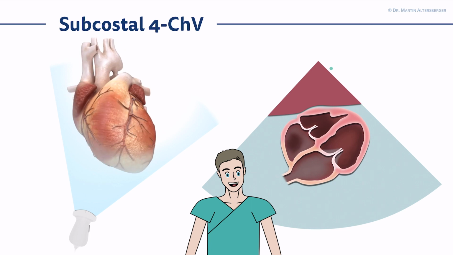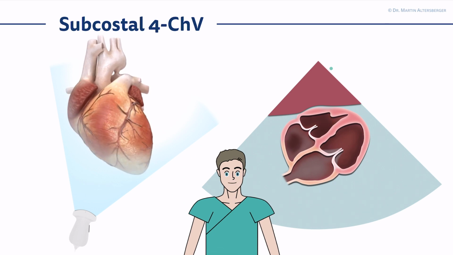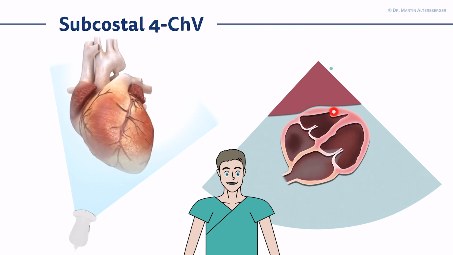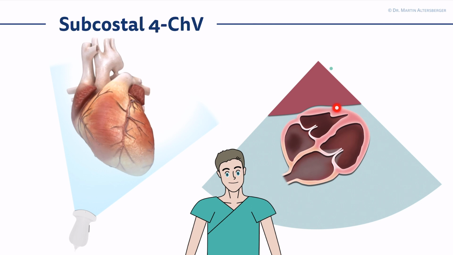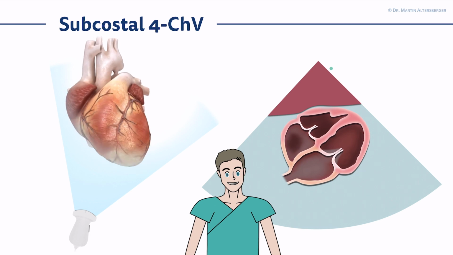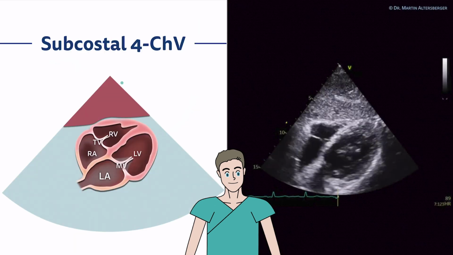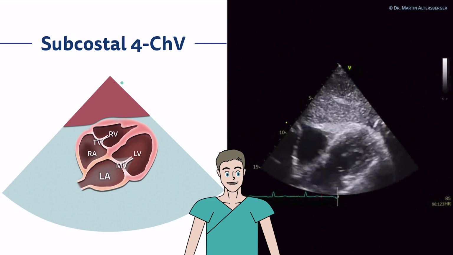Starting off with a subcostal 4-chamber view, you see the left ventricle, the right ventricle. Here you have the right ventricular free wall, sometimes the inferior wall, to see. Here is the space which can show pericardial effusion, the right atrium, the left atrium, and of course also the valves. In the normal B-mode imaging, this is how the heart should look.